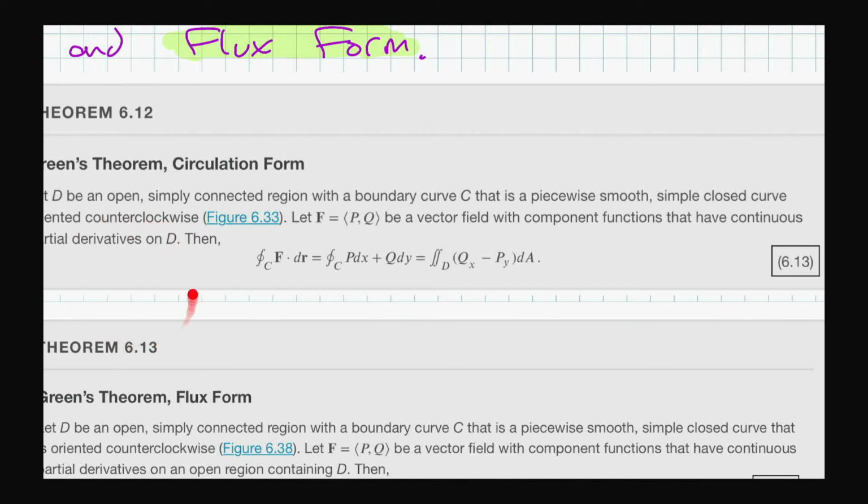So we actually need that it's counterclockwise as well. And then we'll have this idea here. So what do we have? The line integral over the closed curve, which could also be written this way, is going to be this double integral.